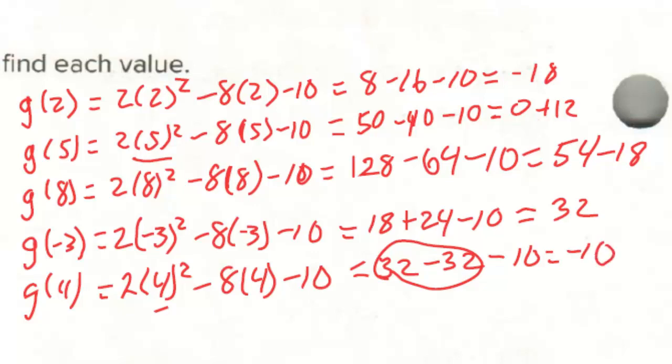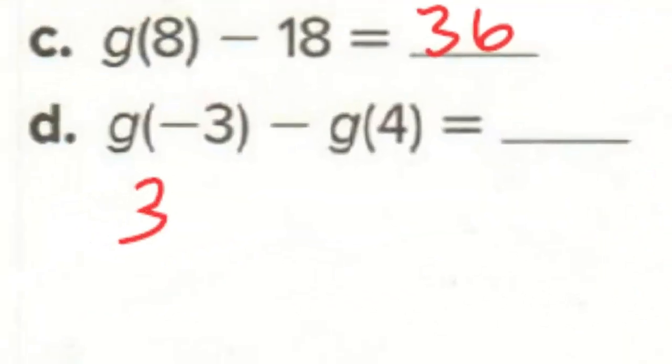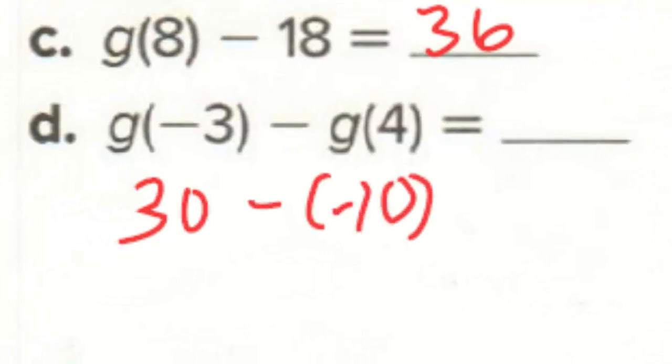And remember, I'm supposed to subtract these. So what I have over here is a 32 minus a negative 10, which is really going to give me, that should be a 32 plus 10, which is 42.